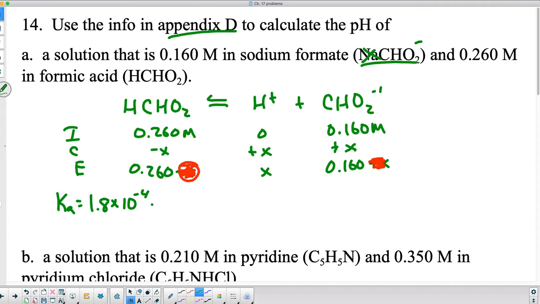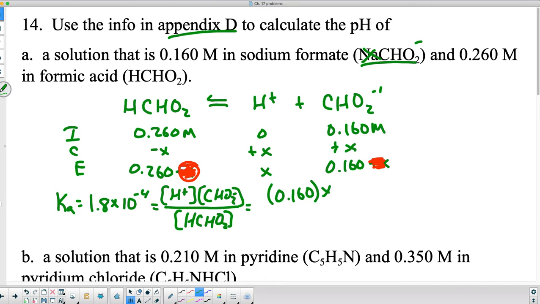Good, just want to make sure I had that right. And the Ka equals, I'll write it out this time, the concentration of that and that, all over the acid. And we plug in the numbers, and what we end up with is 0.160. Remember, I got rid of the X there. In other words, I keep this X but get rid of that X. And then I divide by 0.260.